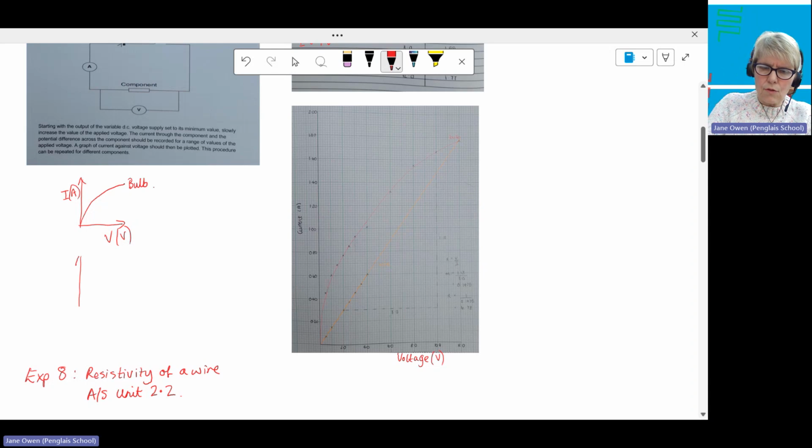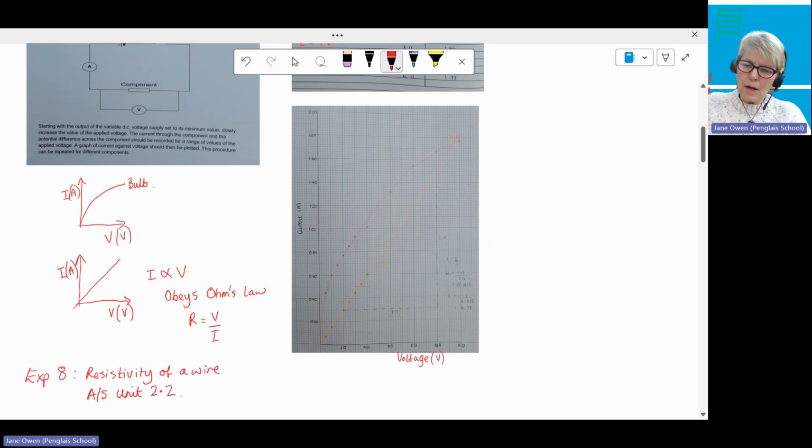Whereas a straight line through the origin is characteristic of a resistor or a resistance wire. It doesn't matter how steep it is, as long as it's a straight line going through the origin, then we can say that the current is proportional to the voltage and that this obeys Ohm's law, where the resistance is equal to the voltage divided by current. Provided we haven't changed the temperature or changed the wire or the resistor in any way, the ratio of voltage to current will be the same everywhere along that wire.